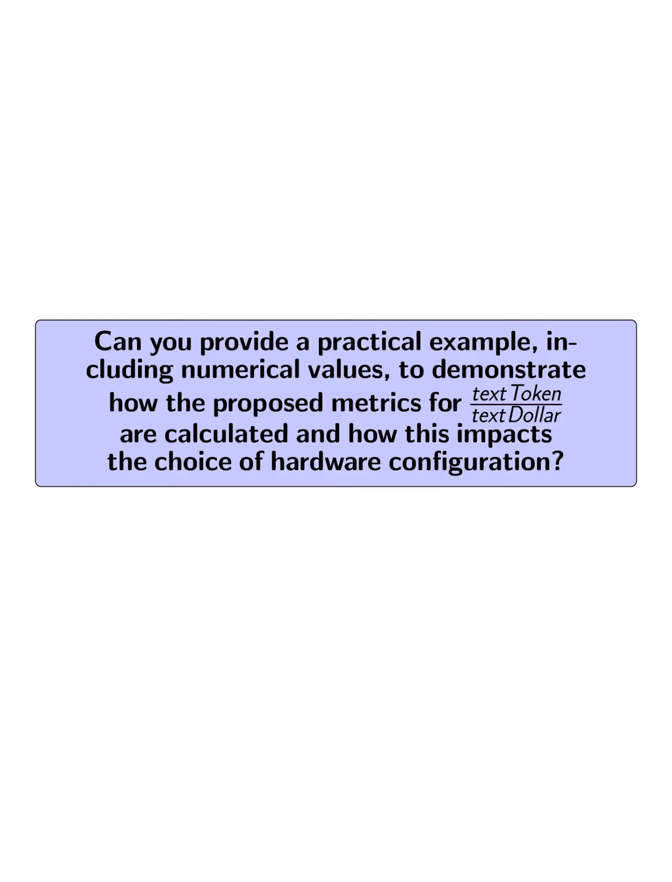Can you provide a practical example, including numerical values, to demonstrate how the proposed metrics for tokens per dollar are calculated, and how this impacts the choice of hardware configuration?